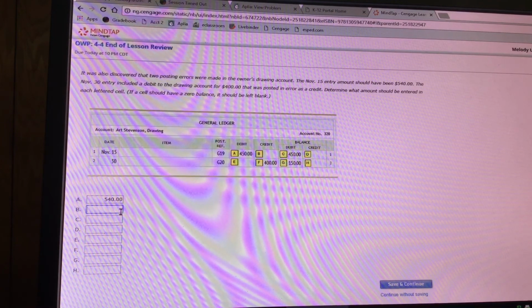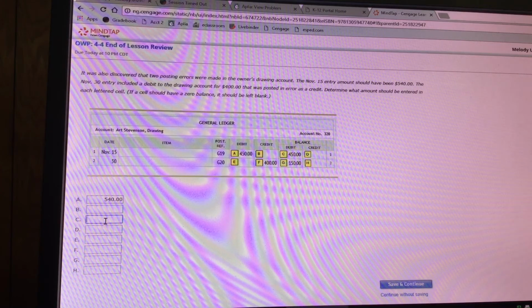Nothing needs to be corrected in box B because I actually did put it in the correct spot. It is supposed to be a debit. But now I need to adjust my debit balance. The balance isn't $450, it's $540. So I'm going to correct that. On the 30th, I have a second error. Instead of having the $400 be a credit, the $400 transaction should be a debit. So it should not be in box F, it should be in box E. So for E, I'm going to put the correct amount, which is $400.